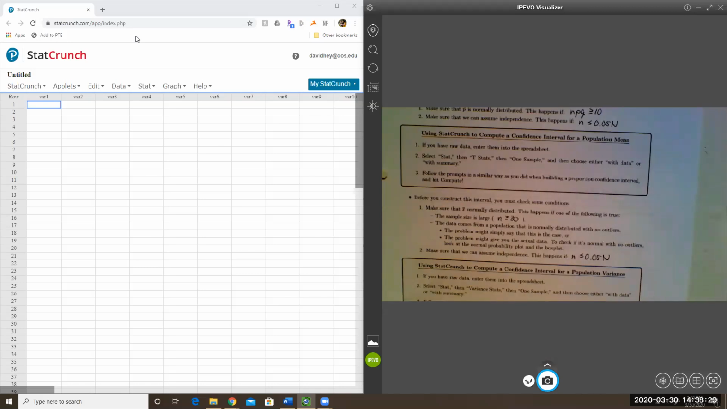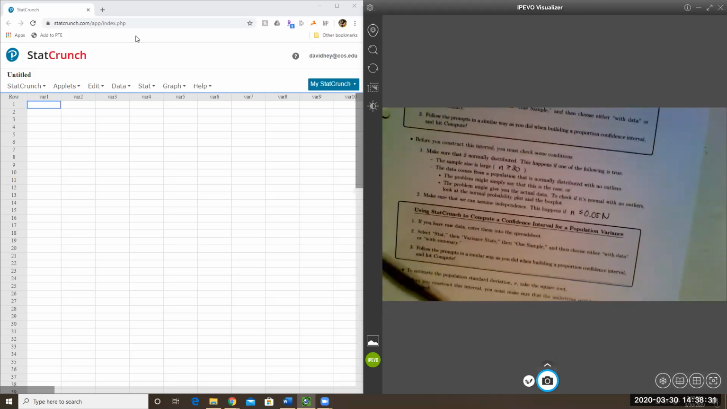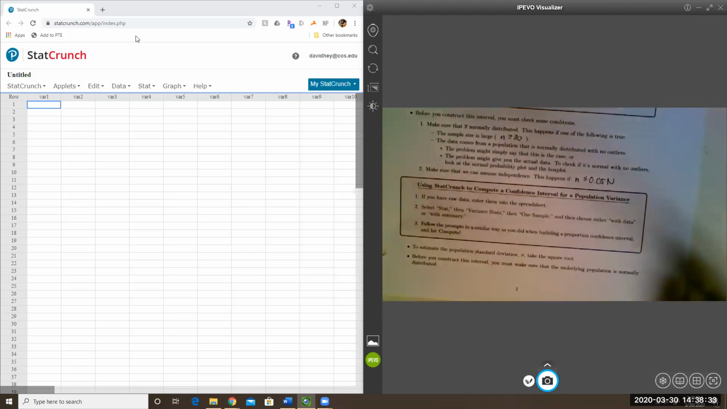For confidence intervals for the variance, there's only one condition to check, and it's a pretty strict condition. You have to make sure that the underlying population is normally distributed. It doesn't matter how large the sample size is. If the underlying population is not normally distributed, then you cannot compute this confidence interval.